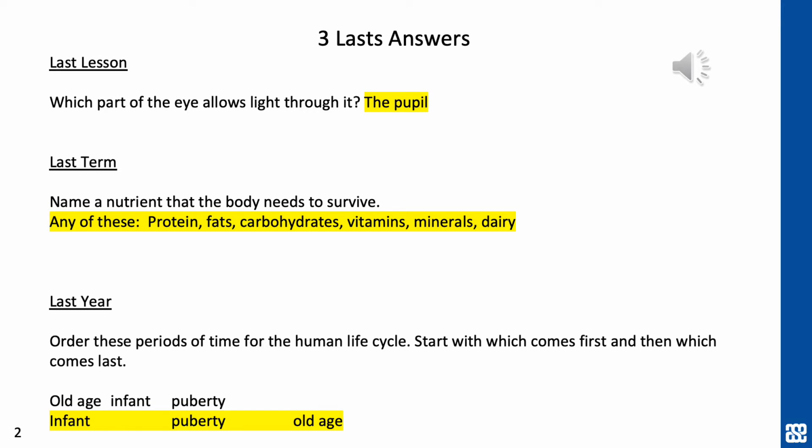So which part of the eye allows light through it? The answer there was the pupil, the small black dot in your eye, and it's actually controlled by the iris, which allows it to open and close when there is a lot of light or not enough light.